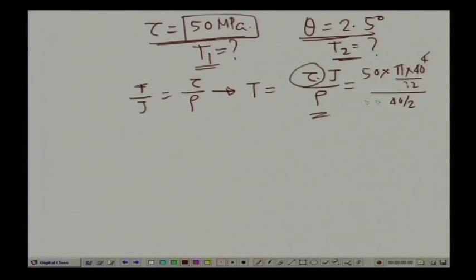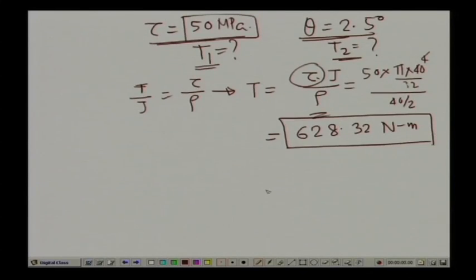If we compute this T, we get 628.32 Newton meter. This is the amount of twisting moment that is necessary if we have to restrict the stress to 50 MPa. If we go beyond this, the stress level will exceed 50 MPa. So, we cannot go beyond 628.32 Newton meter as the twisting moment, because if we go beyond that, then the stress level will go beyond 50 megapascal. So, to restrict the stress in the bar to 50 megapascal, we have to restrict the twisting moment to this particular value.